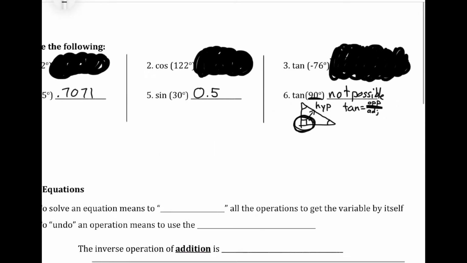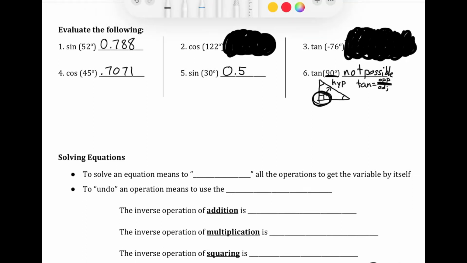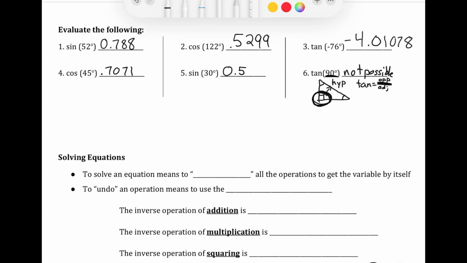So if you will, pause the video and attempt number 1, 2, and 3. Number 1, you should have gotten 0.788. Number 2, you should have gotten 0.5299. And number 3, you should have gotten negative 4.01078.